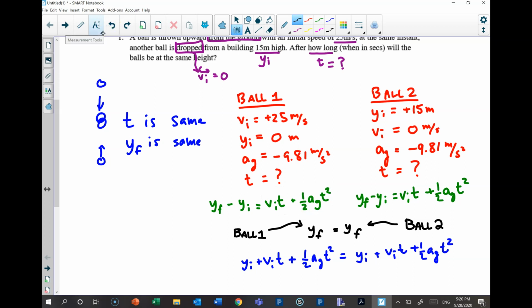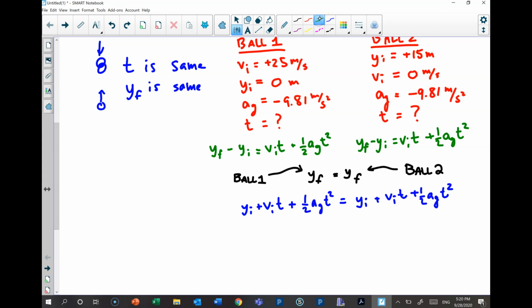Well, we have an equation that we can solve, because in this equation, we know y initial for ball 1, it's 0. We know v initial for ball 1, it's 25. We know ag, time is the unknown. On the right side for ball 2, we know y initial, that's 15. Vi is 0. So anything times 0 is all just going to be 0. And again, we know ag, and we seek time.